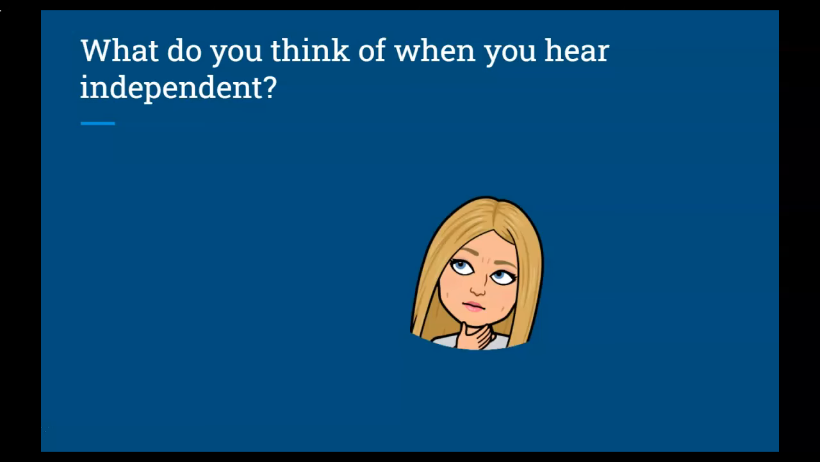If you're independent, you don't depend on somebody else to do something for you. So, the first time you're able to make something in the microwave or something on the stove, you're independent, you're able to do it on your own. You're not impacted or affected by something else. So, think about what you think of whenever you hear the word independent.